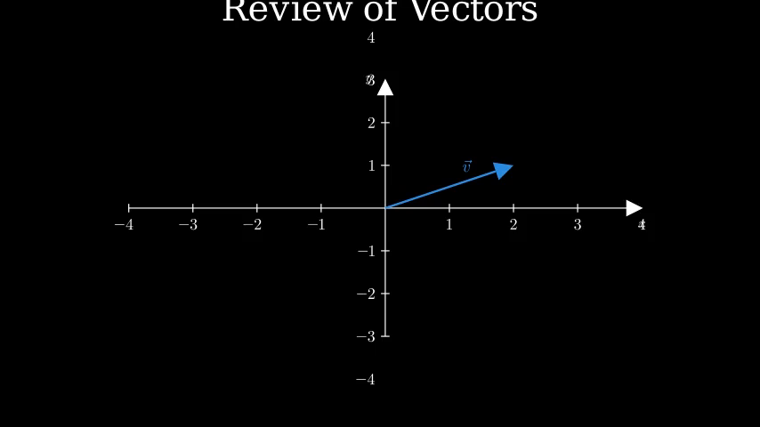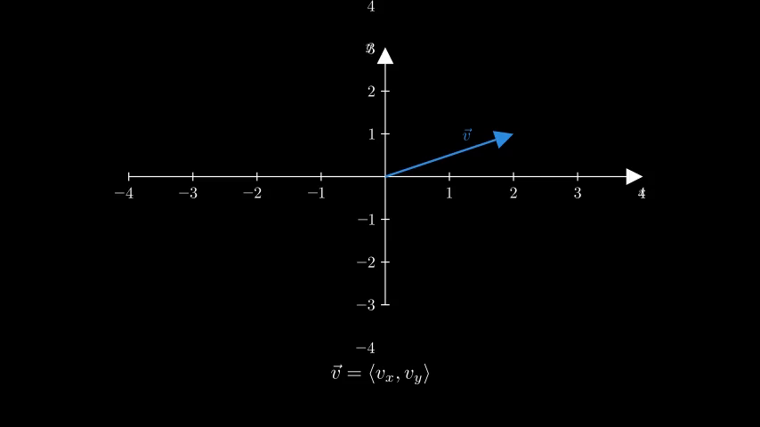The length of the arrow represents the magnitude or size of the vector, and the direction the arrow points represents the vector's direction. There are several ways to write vectors mathematically. The first and most common way is in component form. For a two-dimensional vector, we write it as v equals ⟨v_x, v_y⟩, where v_x is the horizontal component and v_y is the vertical component.